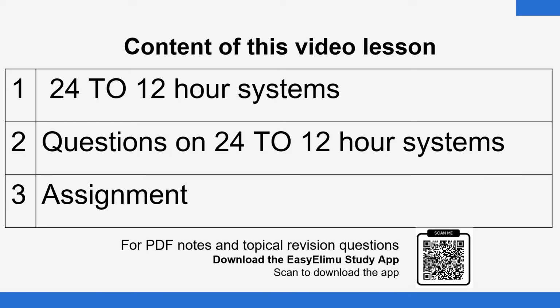So we have a few questions that are going to help us with the illustrations on how you can convert stated time from the 24-hour system to the 12-hour system, and possibly you're going to see how the two are different. And of course, at the end of the lesson, we'll give you some questions in the form of an assignment to help you practice and gauge your understanding of the concept as discussed during this lesson.